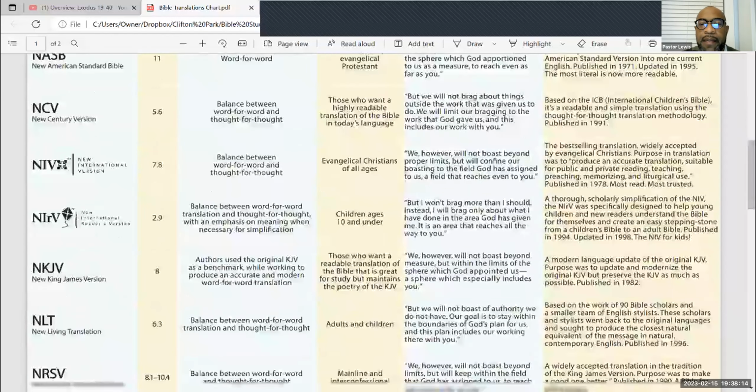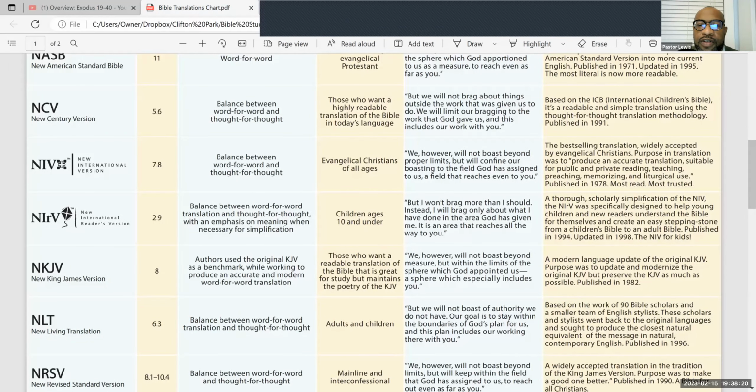I read that passage from the New King James Version. This is how it's rendered. It says, "We, however, will not boast beyond measure, but within the limits of the sphere which God appointed us, a sphere which especially includes you." All right. So, you know, we read that and we get from it what we get from it. It might be a little bit challenging to understand exactly what Paul is saying there.